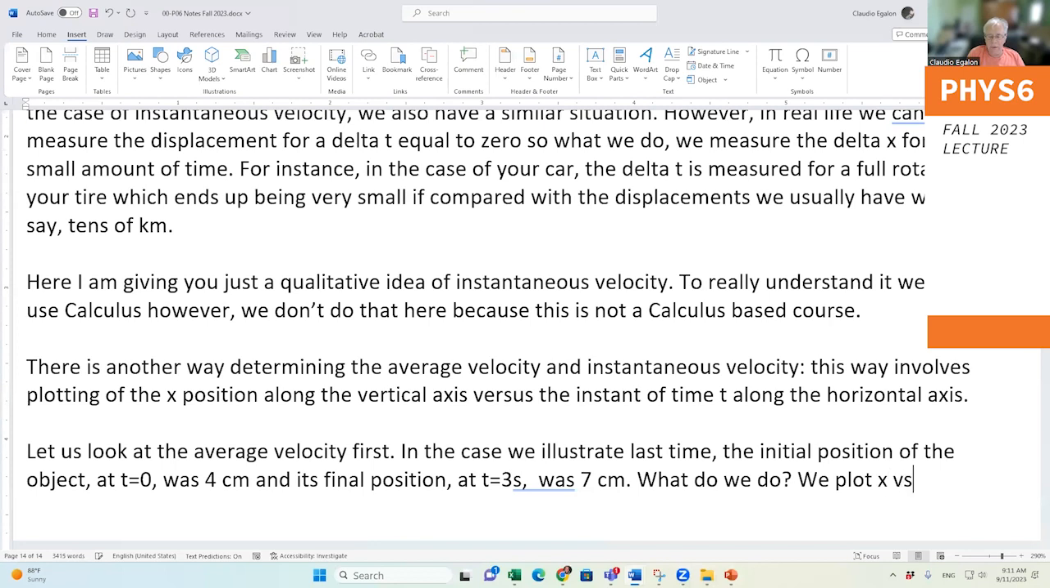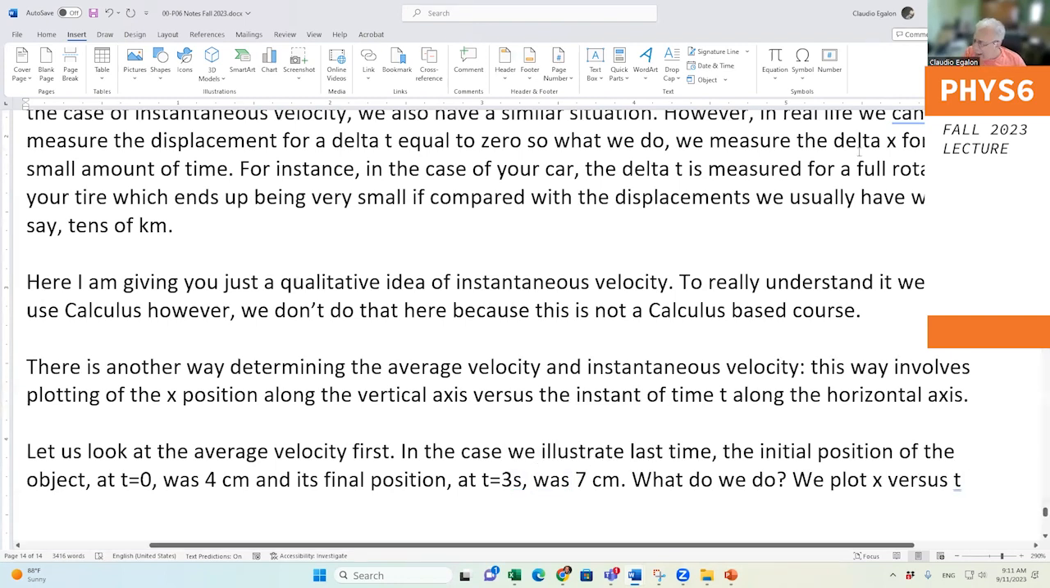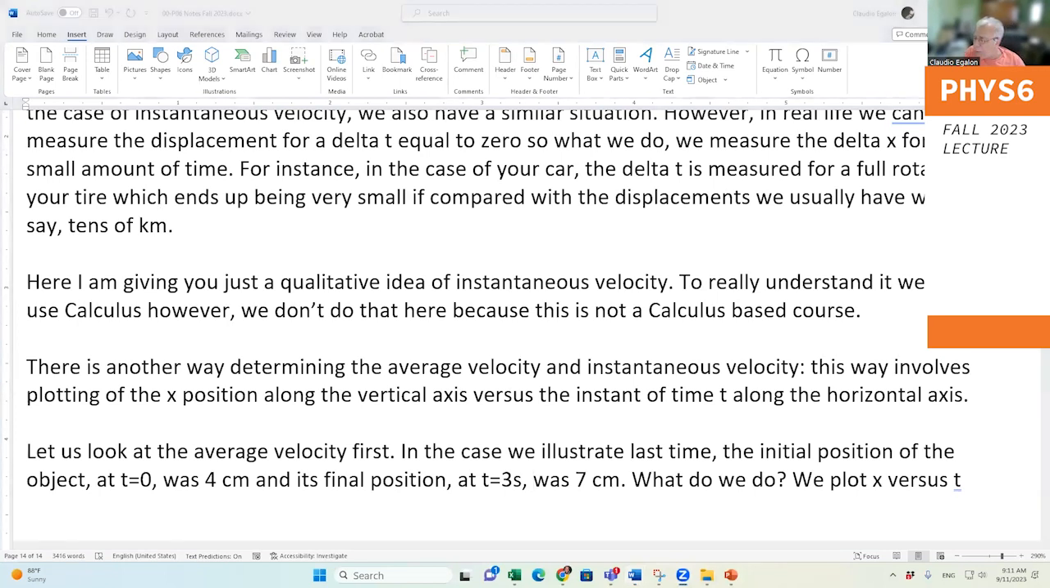x versus... Professor, I'm sorry to interrupt you. So you didn't say anything about losing points or anything like that? I don't understand what you're saying. Can you type it for me in the chat box? You said losing point. I don't quite understand. If you can type it, I will understand your question better.